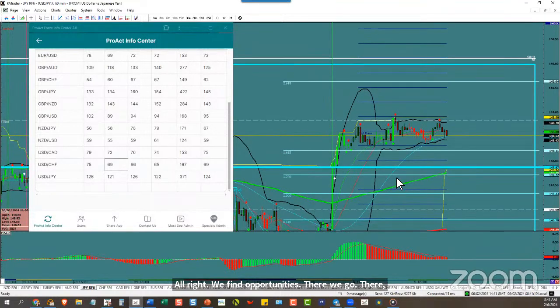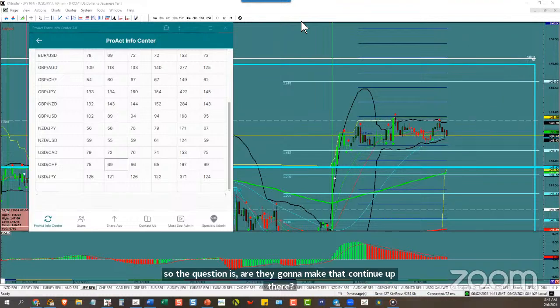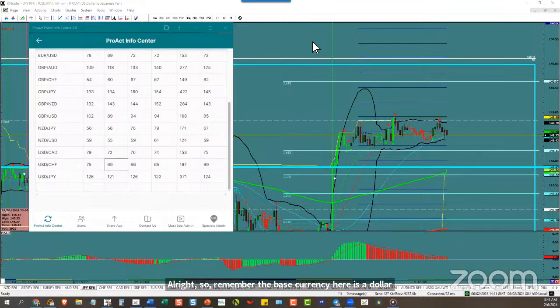All right. Over to dollar yen. What do we got? We got a flag pattern. Flag pattern, but this was non-farm payroll. So the question is, are they going to make that continue up there? Remember, the base currency here is the dollar, but the yen is a very strong cross. Most of the time, it'll follow the dollar, but it doesn't have to.